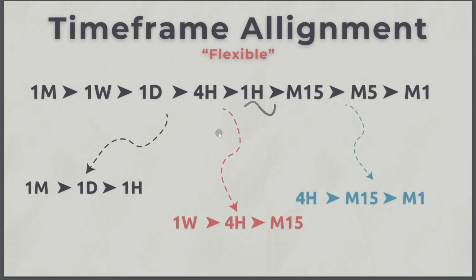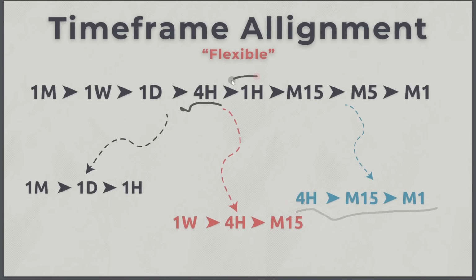Now another one, and this is the one that I also use, is the weekly as my high time frame. Then I'll go to 4 hours. So I'll skip the daily, I'll go to 4 hour, and then I'll skip the hourly, I'll go to 15 minutes. That's one time frame alignment suggestion that I'm giving to you. Feel free to do some adjustment, but this is the one that I use.